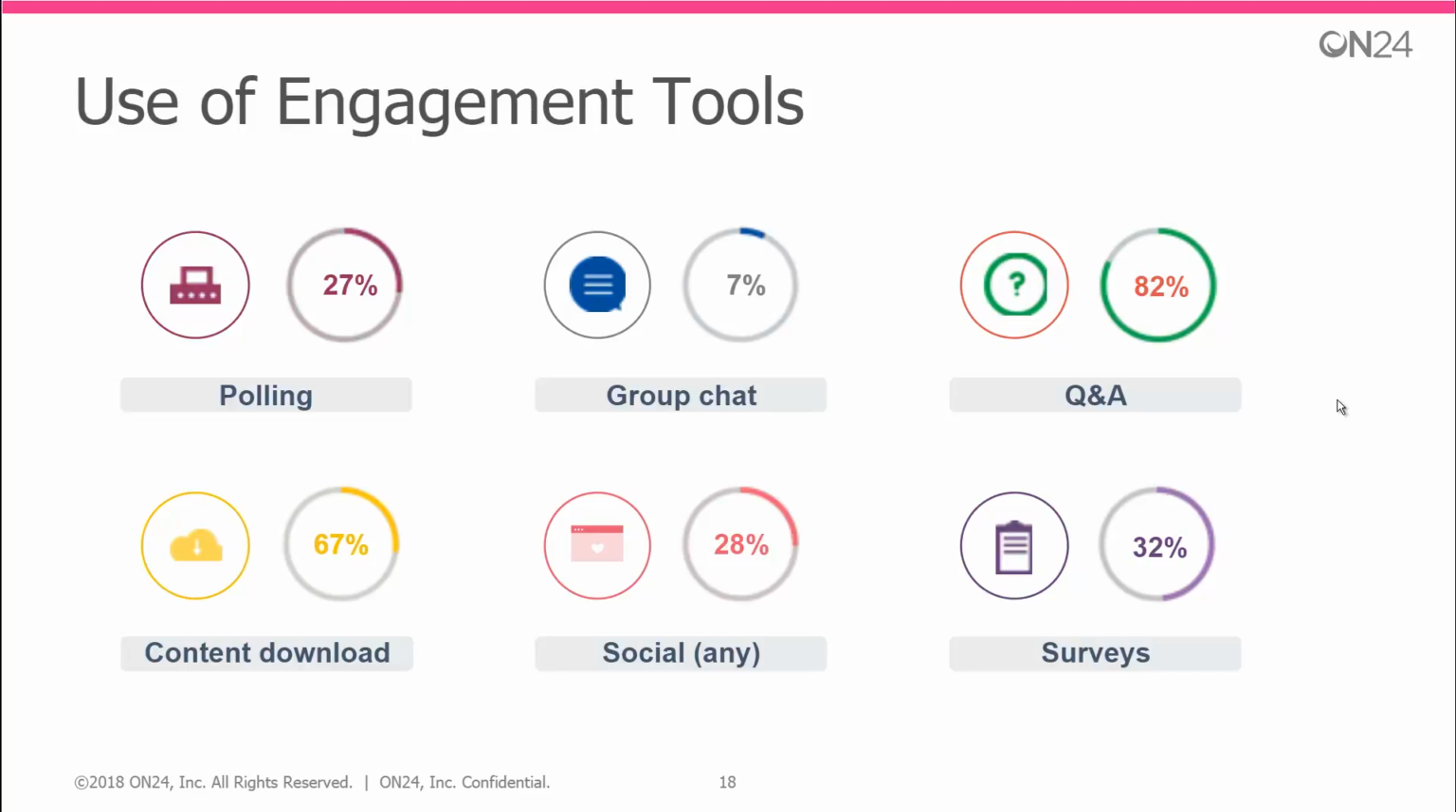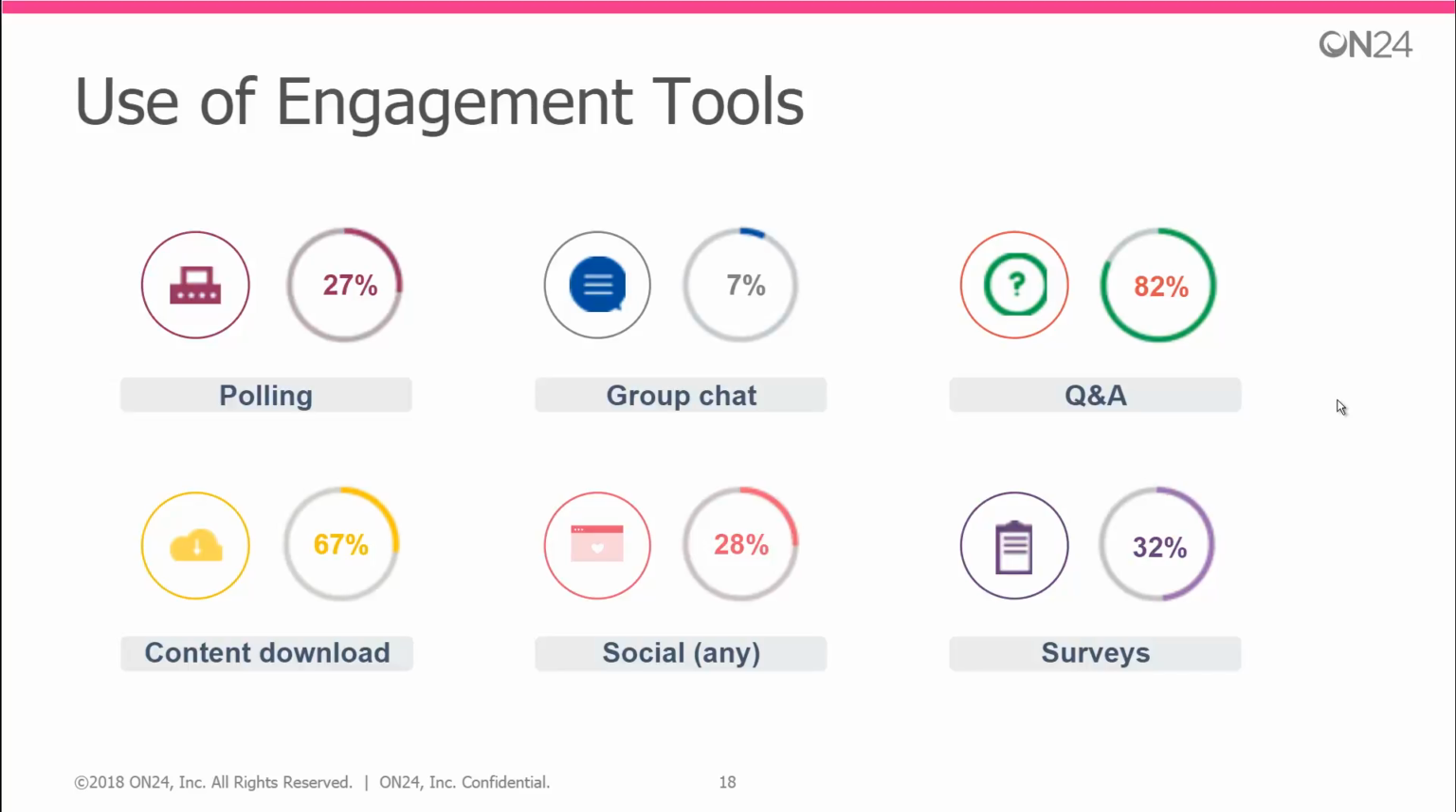27%, almost 30%, of those 20,000 webinars are doing polling. I love polls. Great way to get your audience engaged. I always try to do two or three polls in every webinar. Sorry, we don't have a poll today. Content downloads: 67% of all of these webinars have lots of content for people to download. Don't miss this opportunity to surround your audience with lots of content options.